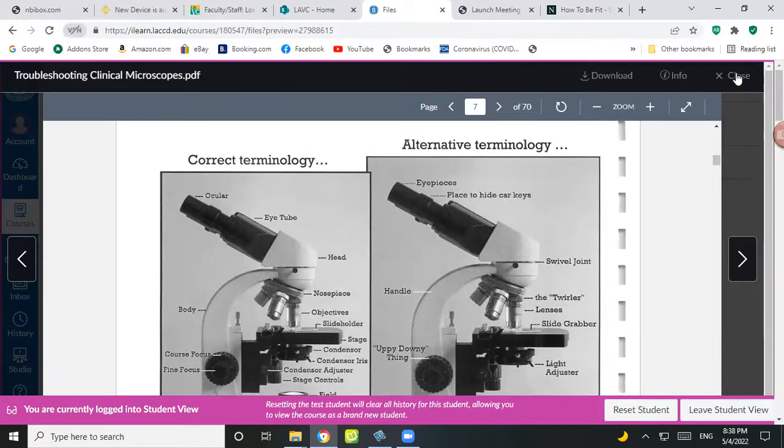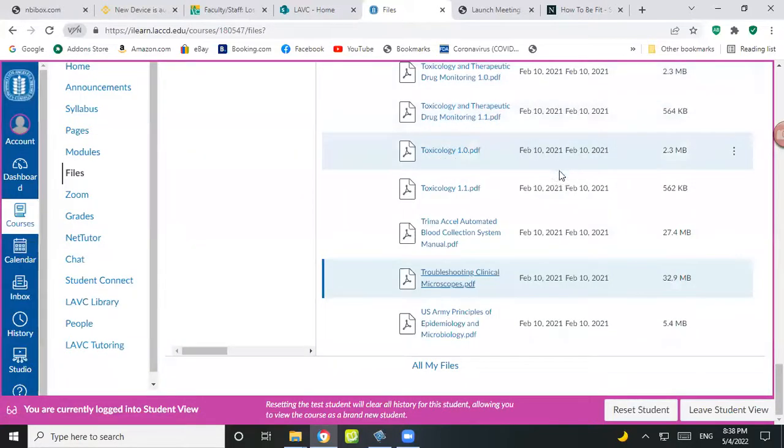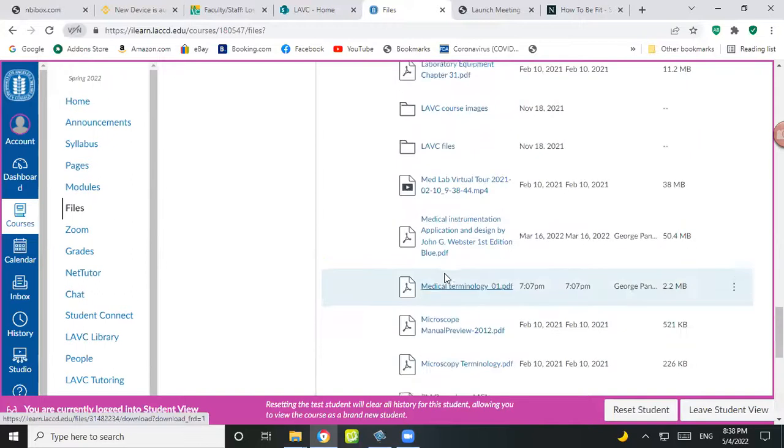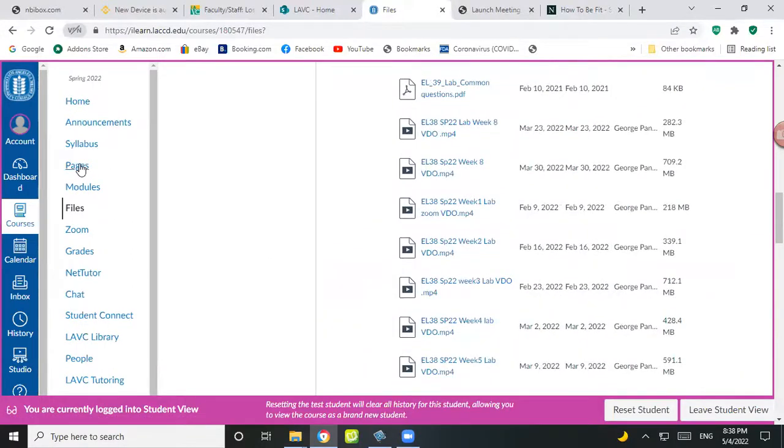Probably next time we can spend some time going over these manuals on the tabletop microscope. Okay, it's in here already. It's called Troubleshooting the Clinical Microscope. If you have not downloaded it, you should download that book. All right, so let's go back to today.